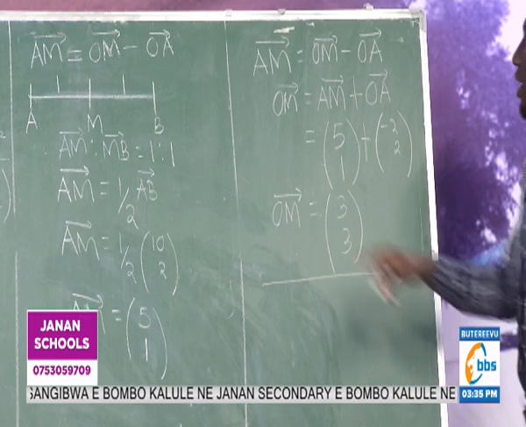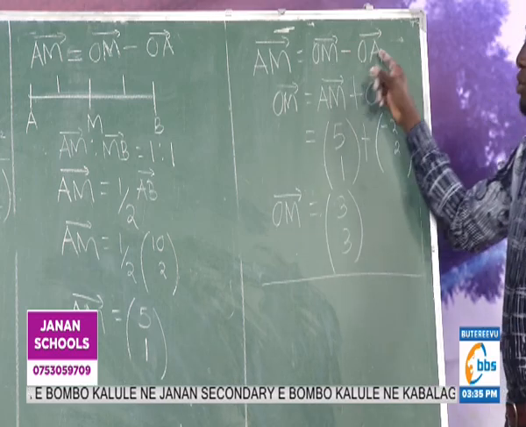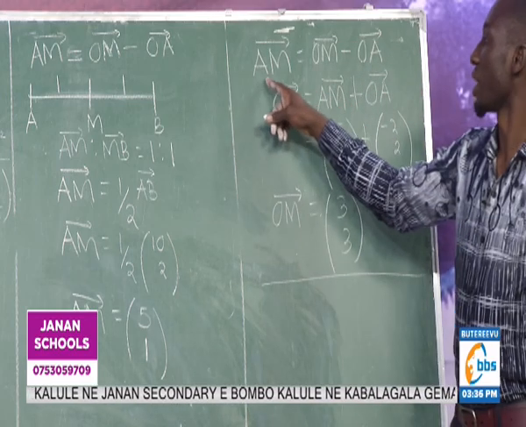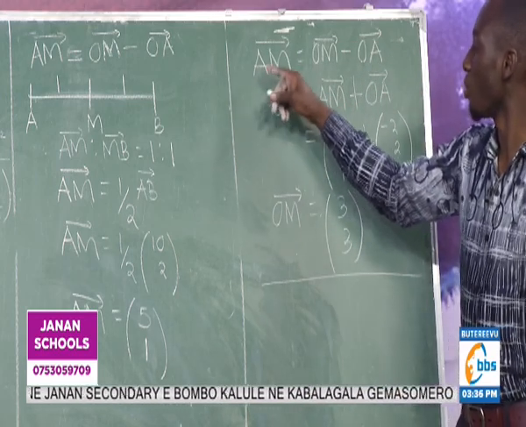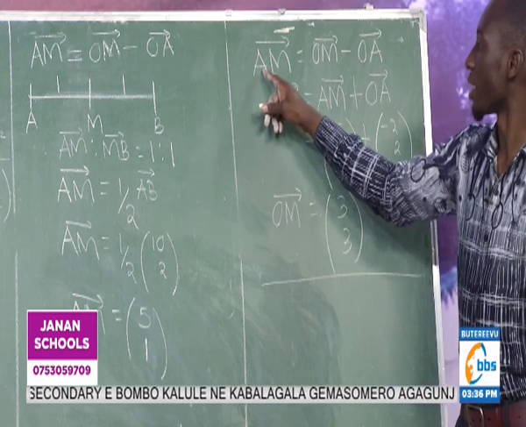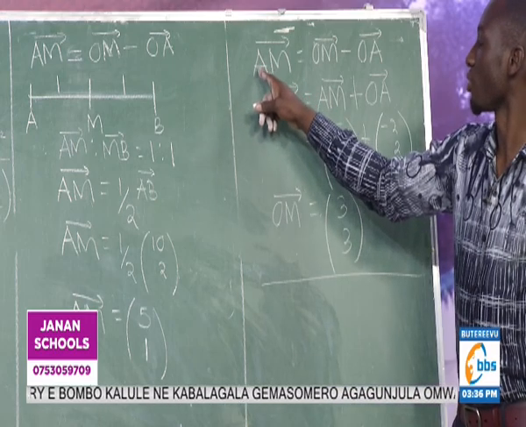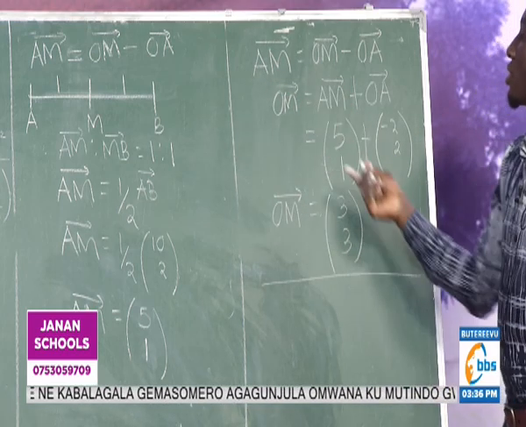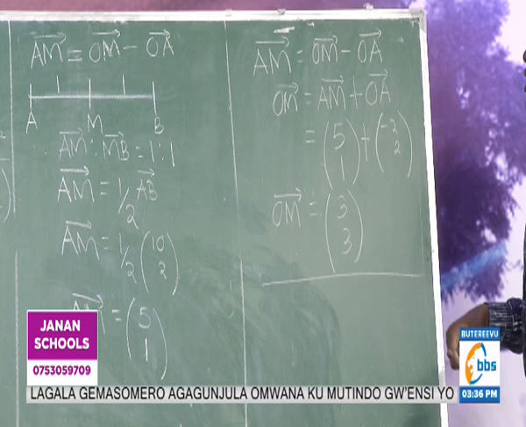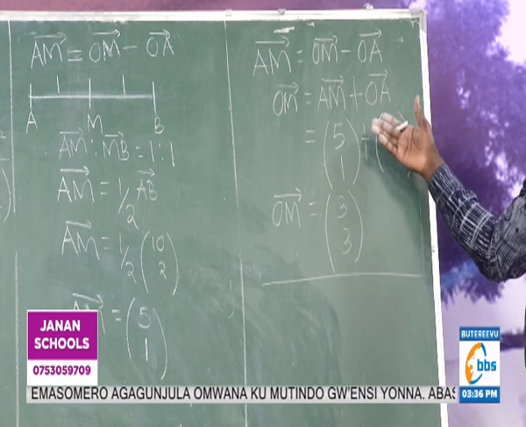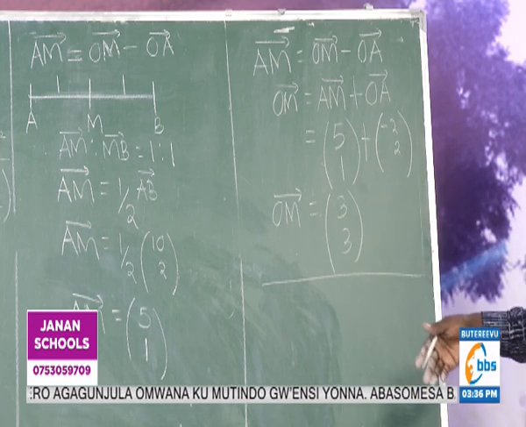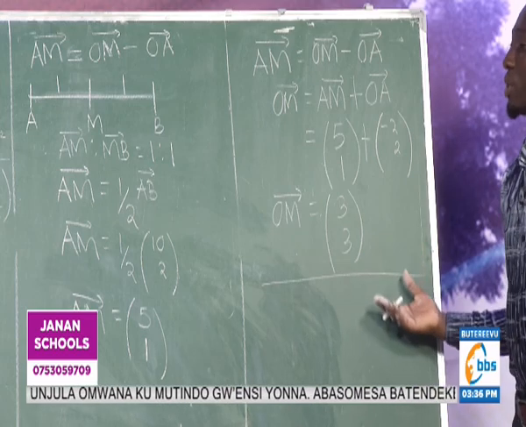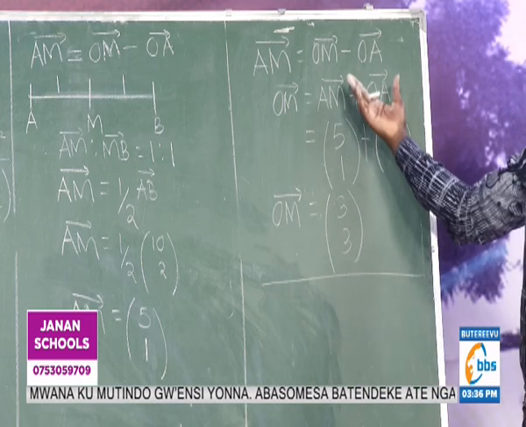So you understand that AM is OM minus OA, which is good, or even somebody can still say, if I want to get AM, I can use AO, because I am starting from A. I can just say it's going to be AO plus OM. It's the same thing, and you get the answer right. So that's how we do it. So that's number one.